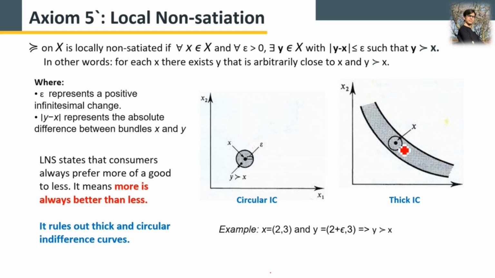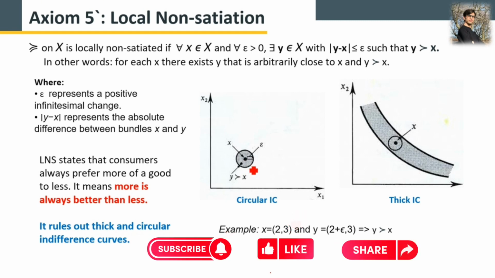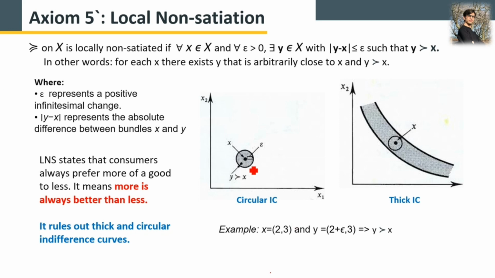So this axiom rules out thick indifference curves, and also circular indifference curves, because in the circular indifference curve, suppose this is epsilon, this is epsilon, this is y, this is x. If we compare x and y, one of them has more of at least one of the goods. So when one of them has more of at least one good, it means we prefer that bundle to the other bundle. So overall, LNS demonstrates that more of a good is always better than less.